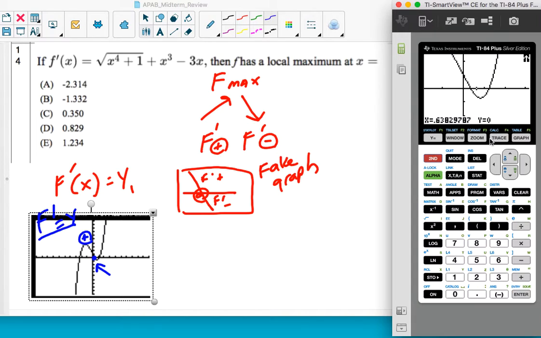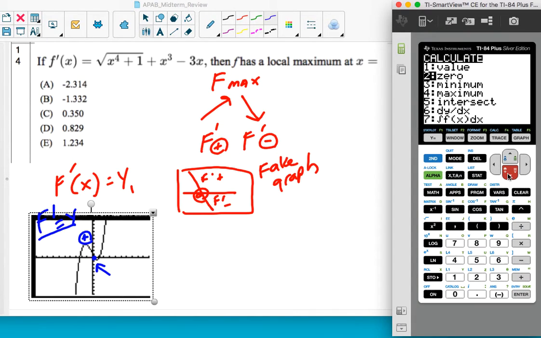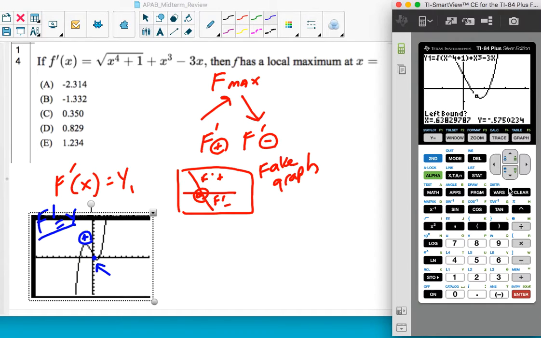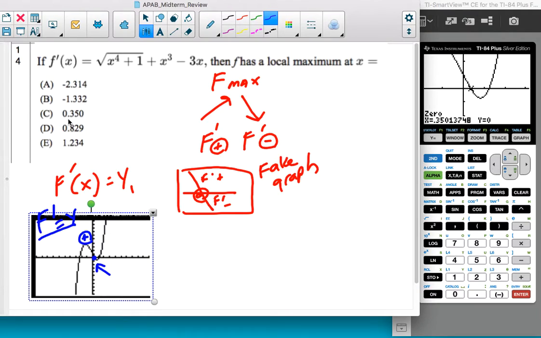So I'm going to go ahead and do second calc zero. And you'll notice that there are a couple credible answers, so you can't probably just guess it. I mean, it's pretty likely the 0.35, because here's 1, and so it's much closer to 0 than it is to 1, but still. I go to the left, I go to the right, and I hit enter, and sure enough, this is my answer. So I find that zero, and that's great.